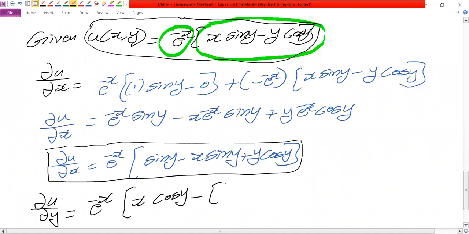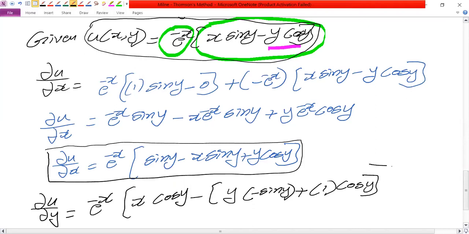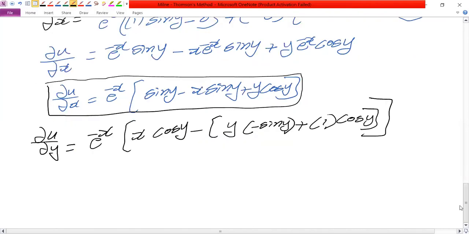We have to apply the differentiation of uv formula here to y into cos y. So u into v dash, that is y into minus sin y, plus u dash, which is nothing but 1 into cos y, simply cos y. So this is only the second term expansion.